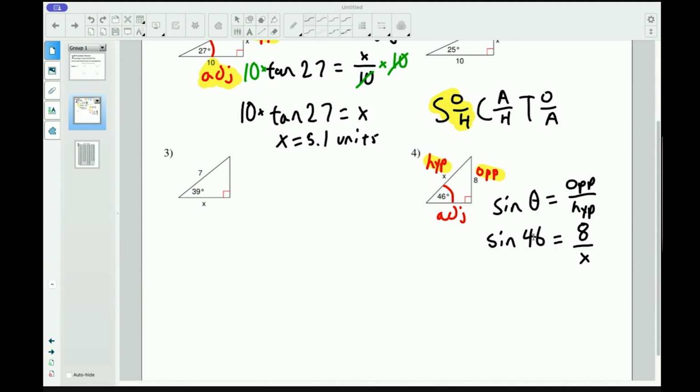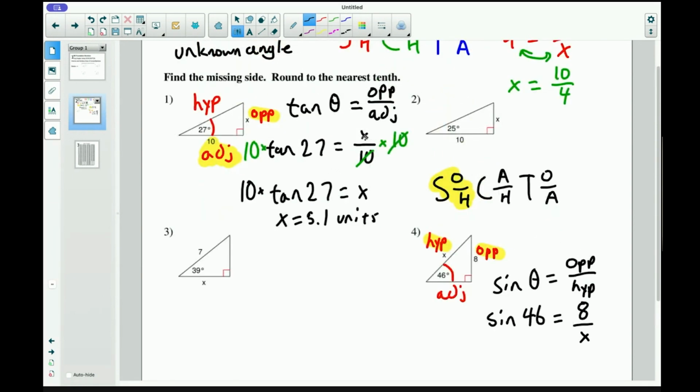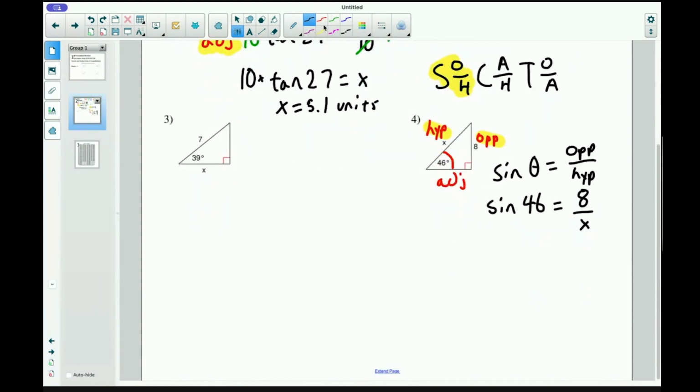Now, I saw Louis had the question of why do you multiply by 10 for that previous question. We multiply by 10 because we're trying to make x the subject up there. If we're dividing x by 10, to undo that, we have to multiply by 10. Hopefully that clears that up.